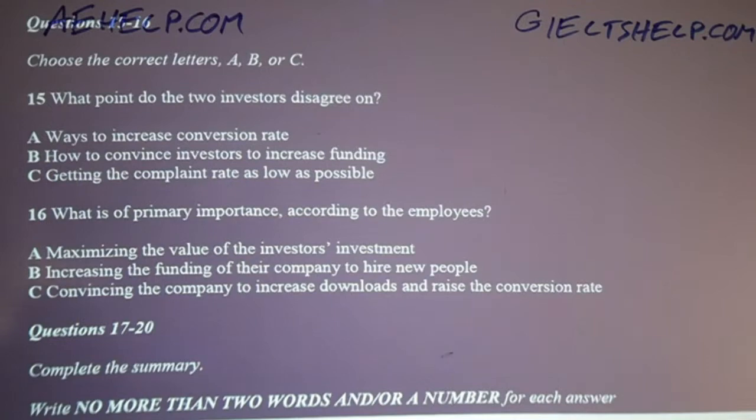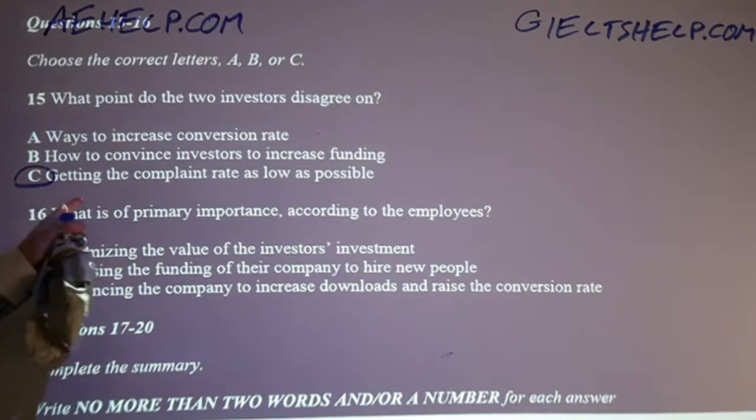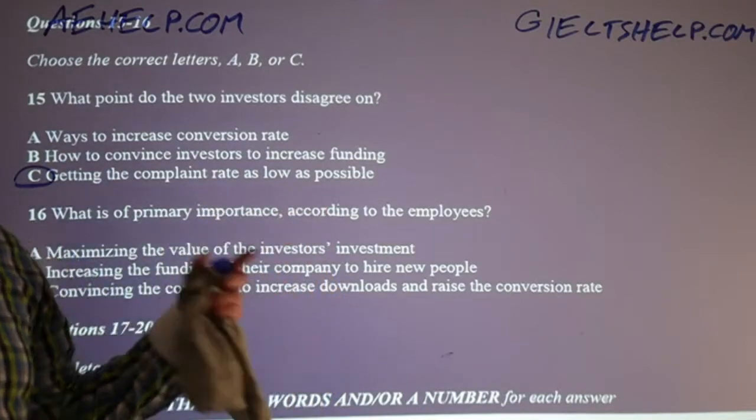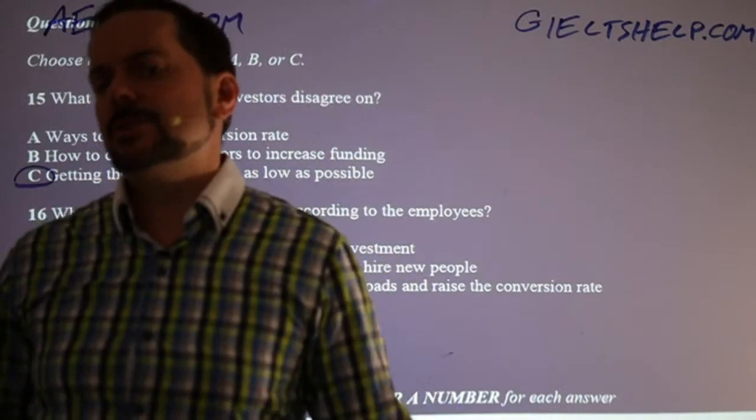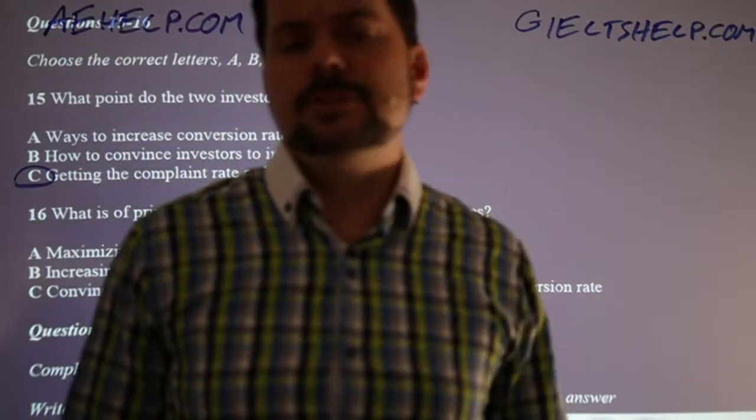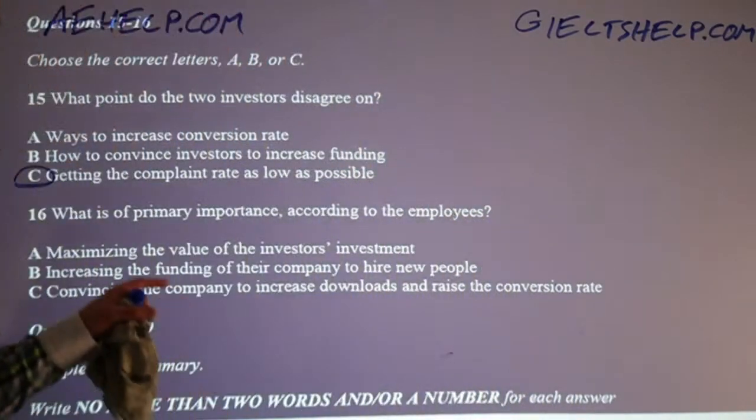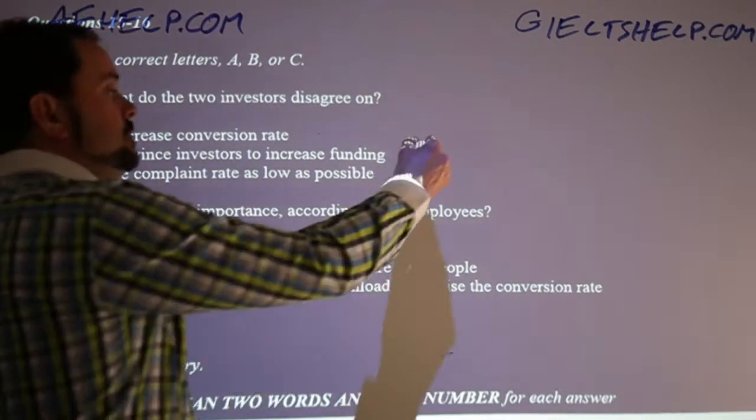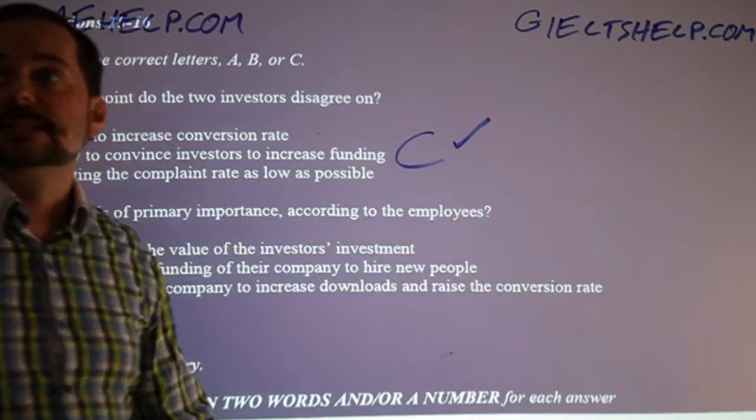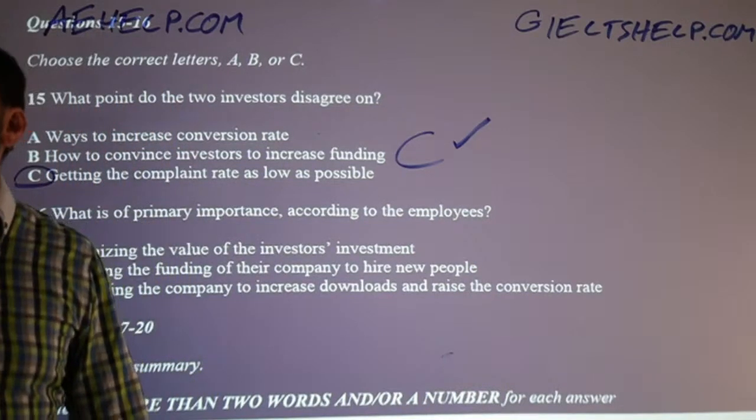The correct answer here was C, getting the complaint rate as low as possible. So they disagree on that point. The gentleman interrupts and he says, I disagree on that point. We don't need to necessarily focus on getting the complaint rate. So if you got C, good job. A lot of you did. That's fantastic. So Tanush, nicely done.